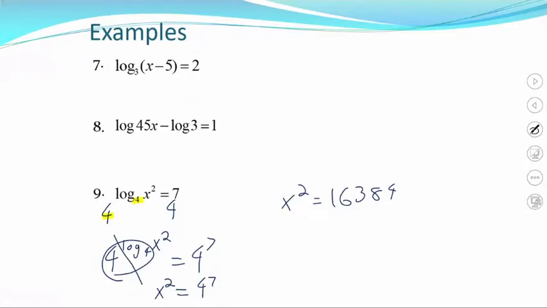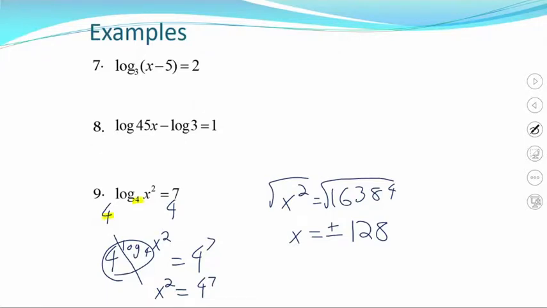So what I'm going to do is, well, the opposite of squaring something is taking the square root of something. So I'm going to square root this, and I'm going to get x equal to, now because I'm square rooting it, there's actually two possible answers, a positive and negative version of this. But the square root of 16,384, that's 128. So technically x equals positive and negative 128.